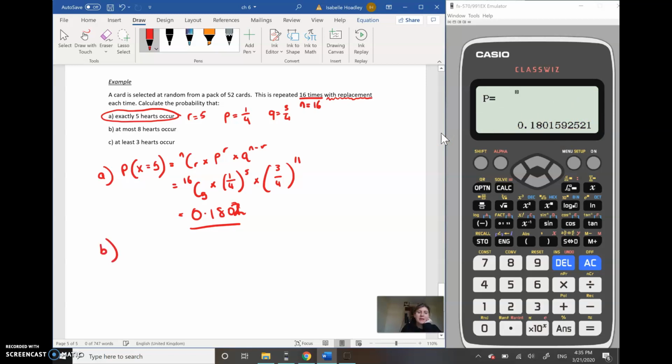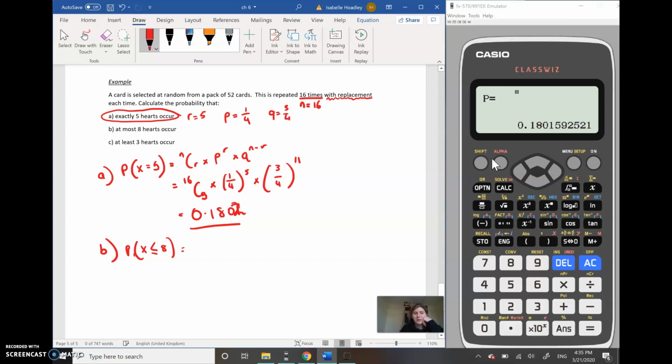If we look at part B, we're looking at most 8 hearts occurring. So that would be 0 hearts, 1 heart, 2, all the way up until 8, which is the very, very most hearts that you could have occur. So we're looking at the probability that x is less than or equal to 8. You could also write that as a probability that x is less than 9, but when we're using binomial CD on the calculator, we generally try and use less than or equal to, not less than. So try and make sure always that it's equal to and less than, not the other way around.